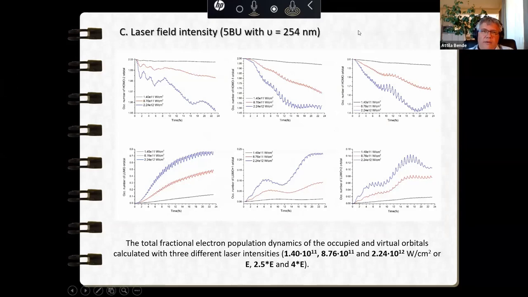Another aspect is the laser field intensity. We use three types of intensities, as you can see here, which are connected by the amplitude of the electric field. The second one is 2.5 times larger than the first one, and the third one is 4 times larger than the first one. So you can see that the orbitals are populated more intensely as the laser field intensity increases.